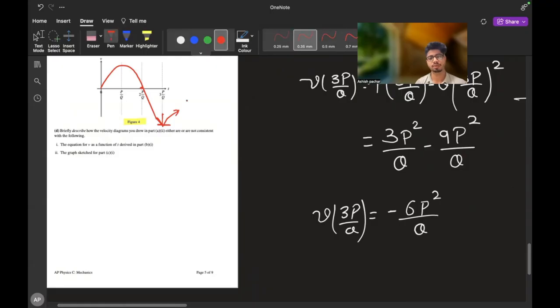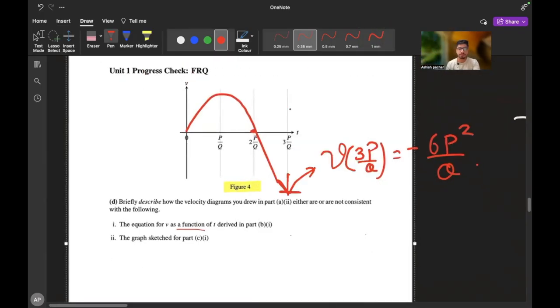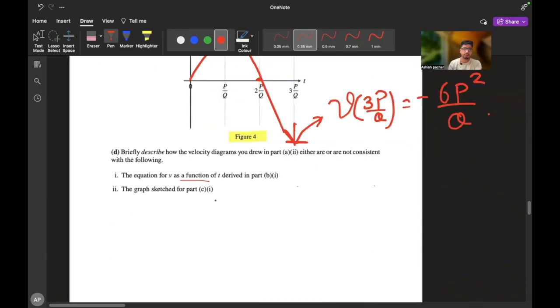So you can just plug into the expression, you will get this. So this is the thing that we have. Let's move to the next part. So the next part is the D part that we have.